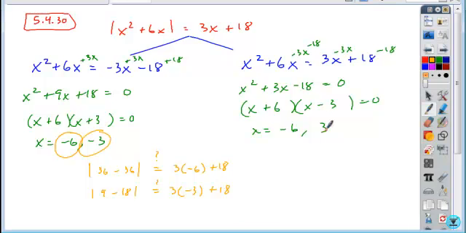And finally, we're going to check for 3. We've already found negative 6 works. So if we plug in 3, we get 9 plus 18. Is that equivalent to 3 times 3, or 9, plus 18? So is that going to work? That'll also work. So all three of those will be solutions.